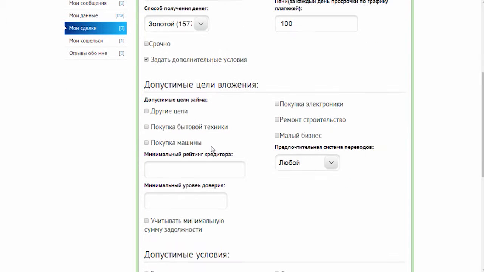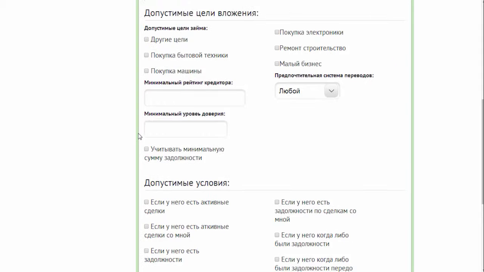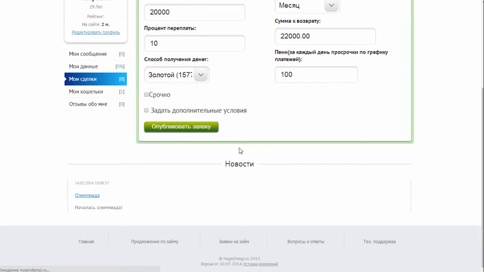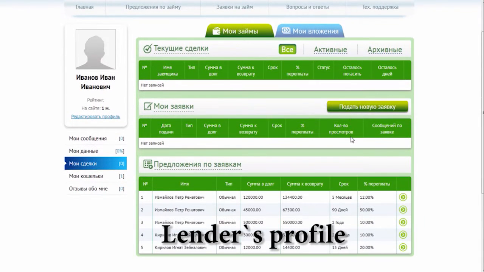Later, we indicate the purpose of the loan. That means what we need to get the loan for. For example, for buying a car, and then we upload our application. Further on, we sign in under a different profile, the lender's profile.